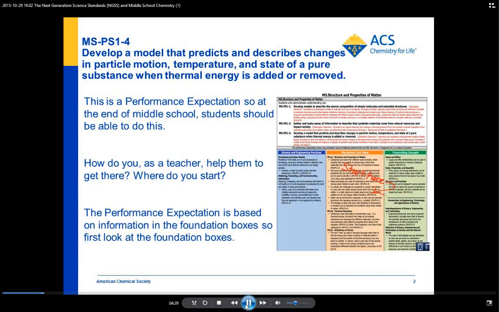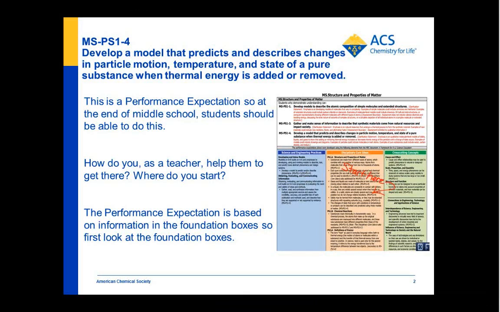Now, that's a mouthful, but let's go through what that standard means, and we'll take a look at where we go from here. So it's a performance expectation. All the standards in the NGSS are performance expectations. So that means that at the end of middle school, a student should have certain understanding and abilities based on this performance expectation. This is what we want them to know and be able to do.